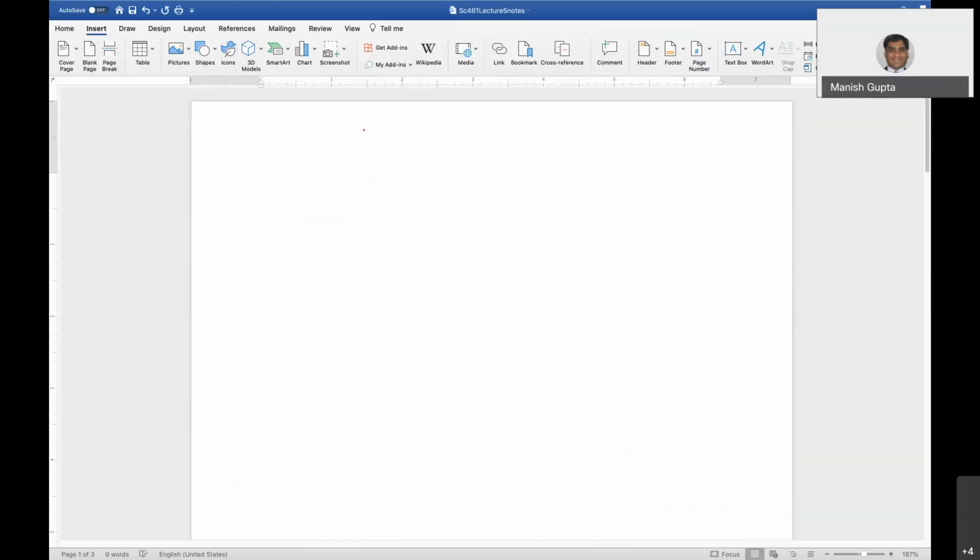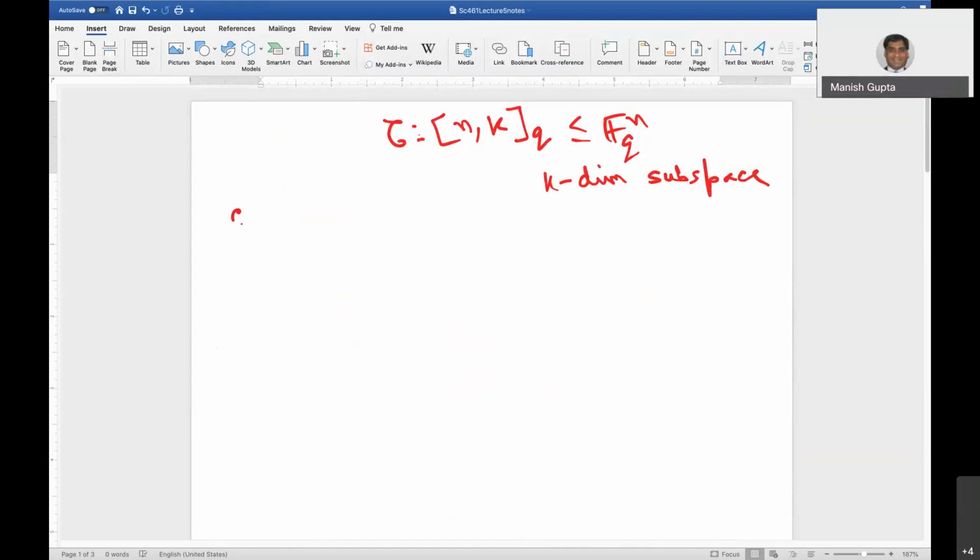Whatever I have told you about the binary codes can be done for q-ary codes, meaning codes over a finite field. So an (n, k) q-ary code C is a k-dimensional subspace of F_q raised to power n. So I can define what is known as a coset of a code. What is a coset of a code?